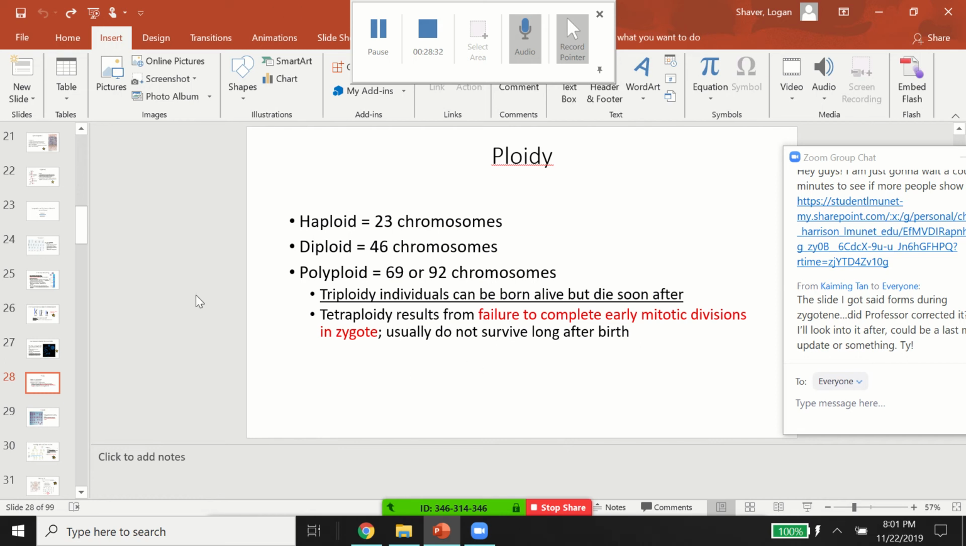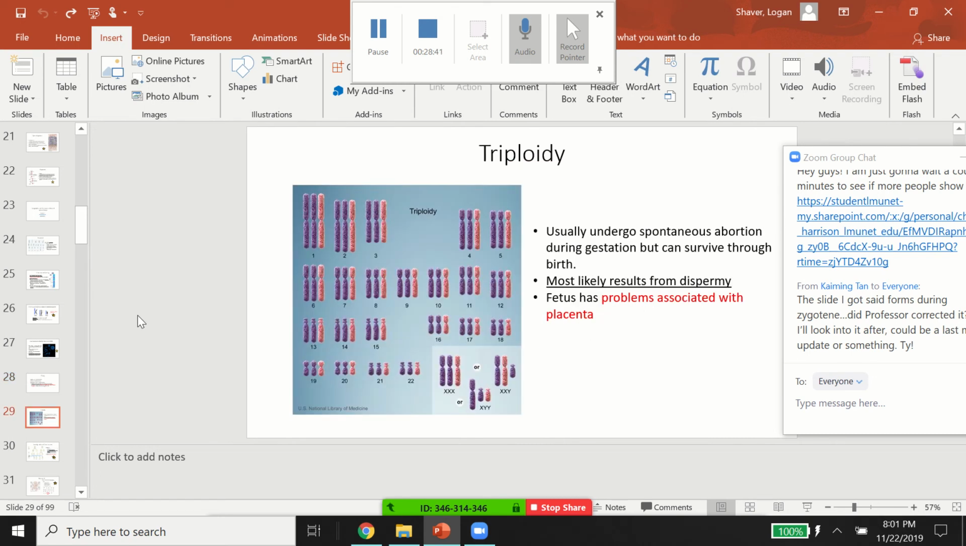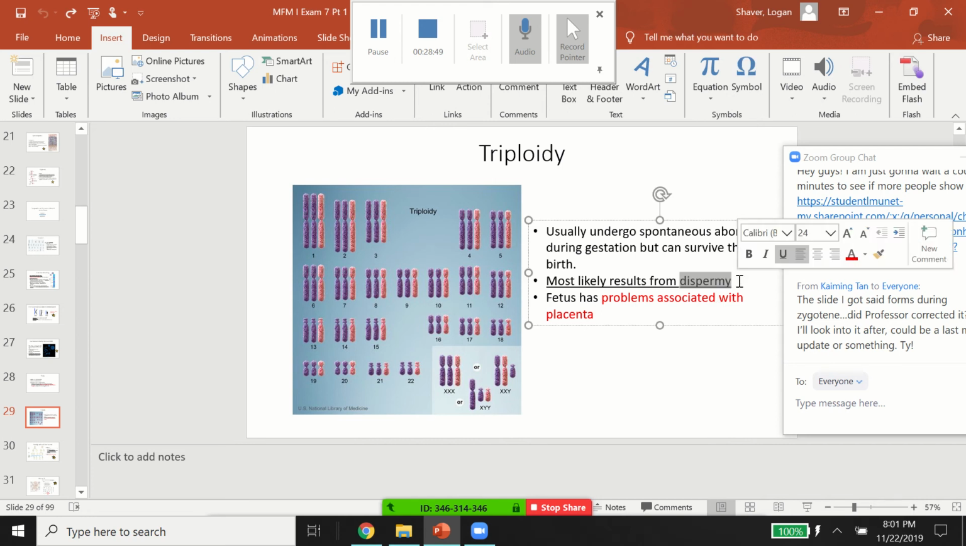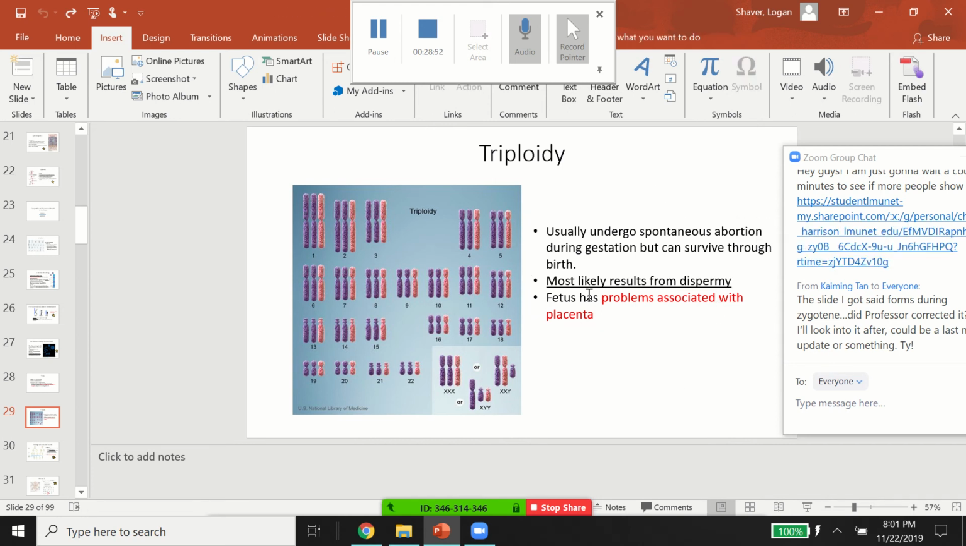But yeah, I thought it might be important to know the difference in fate between triploidy and tetraploidy, but from what I remember, I don't think they asked anything about it. Once again, I would include a little more detail about triploidy and how it happens. I thought that was more important, so that's why I decided to include this slide specifically. So dispermy, of course, is when more than one sperm gets to the egg. I would remember that that's how triploidy happens. So keep that in mind.